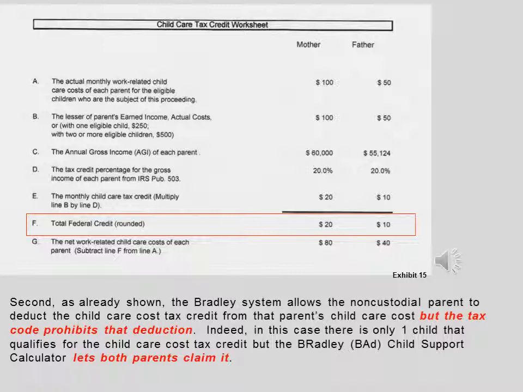Second, as already shown, the Bradley system allows the non-custodial parent to deduct the child care cost tax credit from that parent's child care cost, but the tax code prohibits that deduction. Indeed, in this case, there is only one child that qualifies for the child care cost tax credit. But the Bradley Bad Child Support Calculator lets both parents claim it.